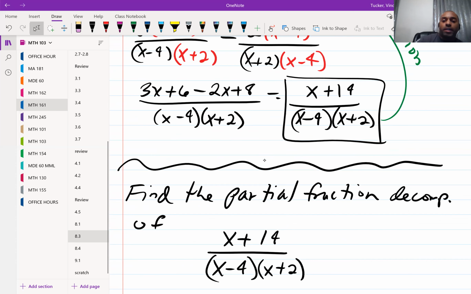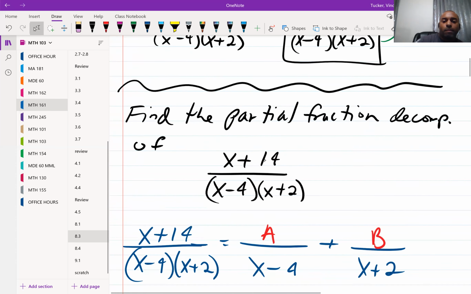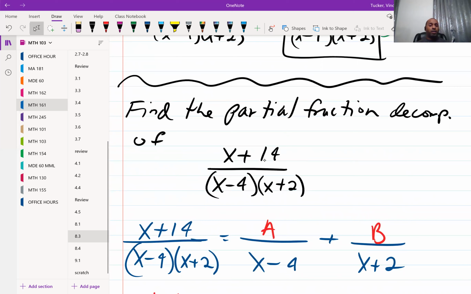All right, so the way we'll set this up: x plus 14 over x minus 4, x plus 2. We take x minus 4 and x plus 2, separate them, and over each one of them, put a constant. Normally you start with A, then B, and if you have more, C, D, and so on. So we just put in A and B. We do not know what A and B are, so we're going to go through the process of finding them. So this is your initial setup: you take each one of the factors from your denominator, separate them, A over x minus 4, B over x plus 2.